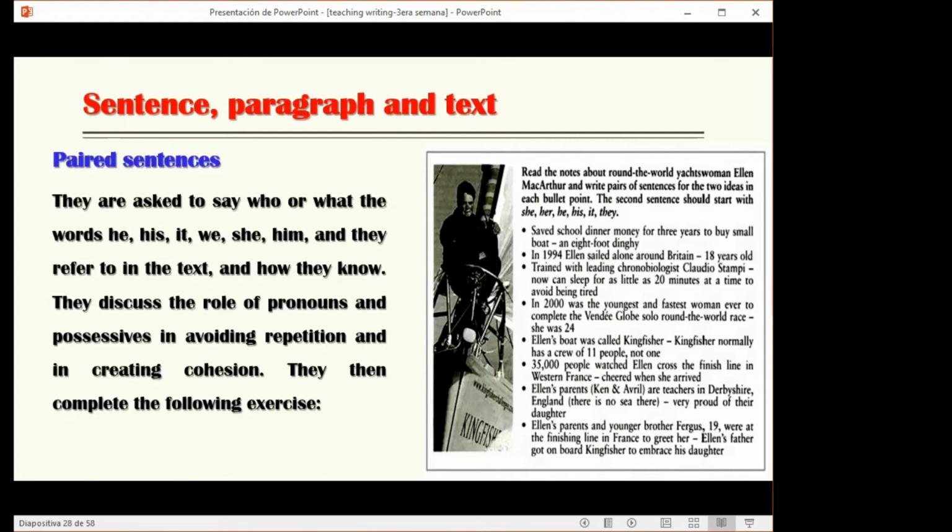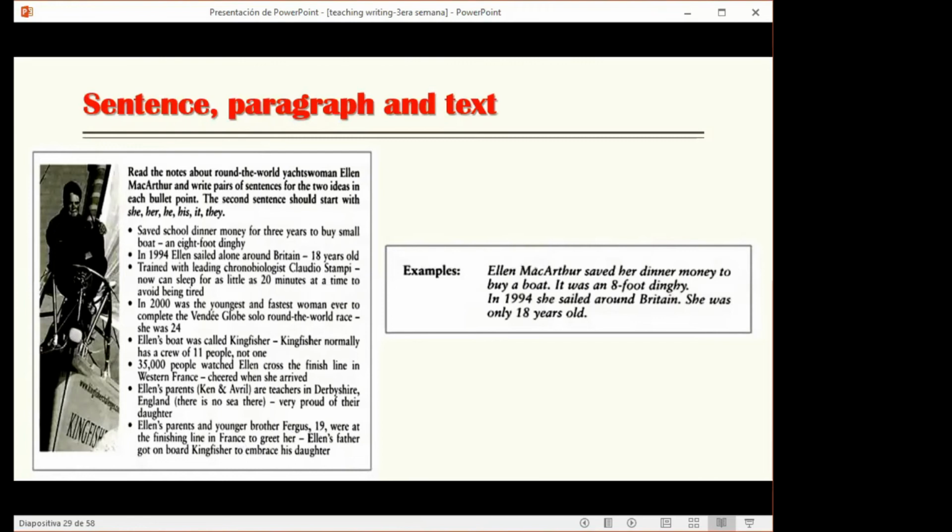This activity is called pair sentences. Here you have some examples. Ellen MacArthur saved her dinner money to buy a boat. It was an 8-foot dinghy. Notice the student joined these two bullet points using a pronoun. This person avoids repetition. Boat, it was replaced by the pronoun it. Two sentences. The second sentence starts with a pronoun.